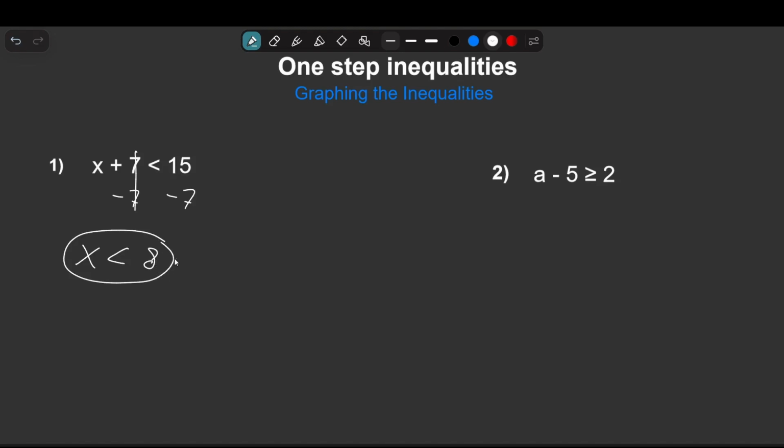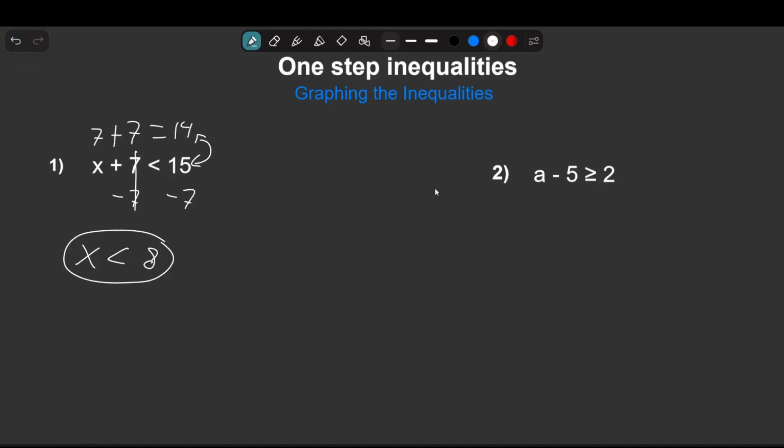Now, of course, we can check if our answer is right by plugging some number below 8 into our variable. We're going to use 7. So we're going to do 7 plus 7 equals 14. And as you can see, it is below the 15. So this means that our answer is correct.